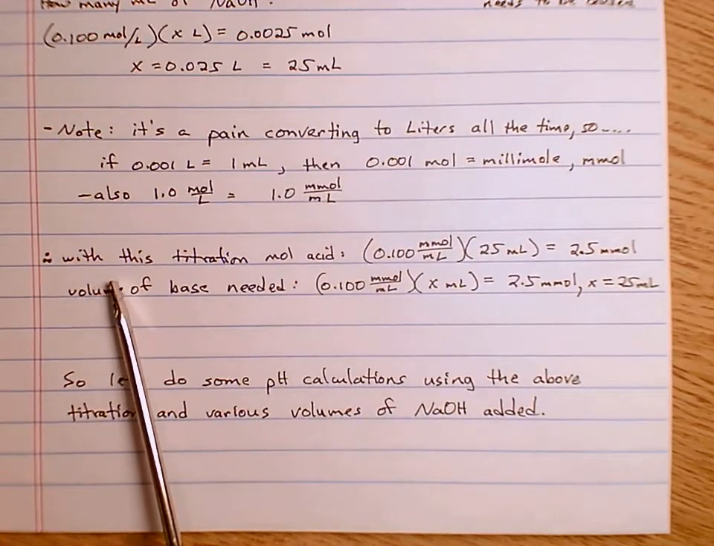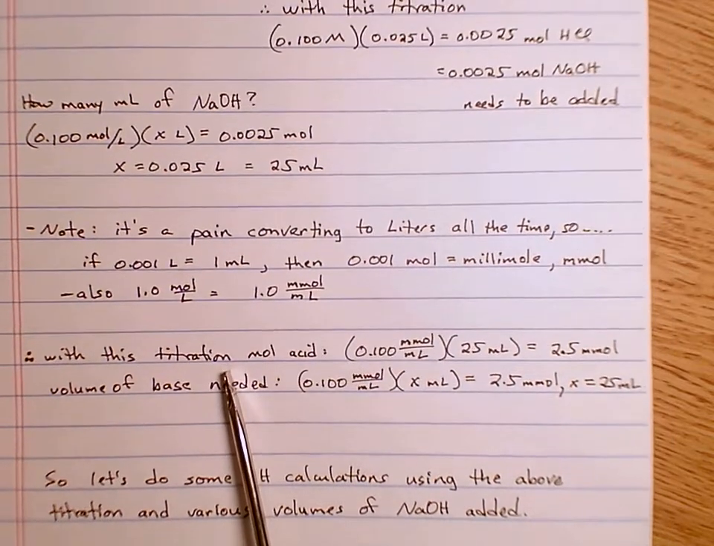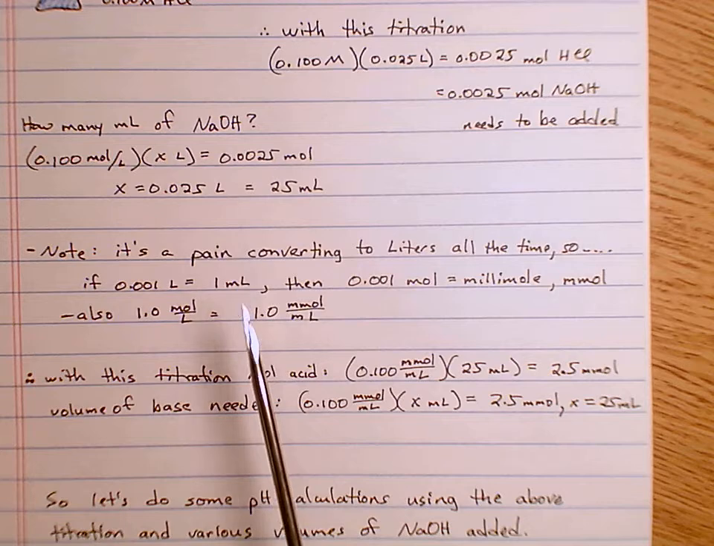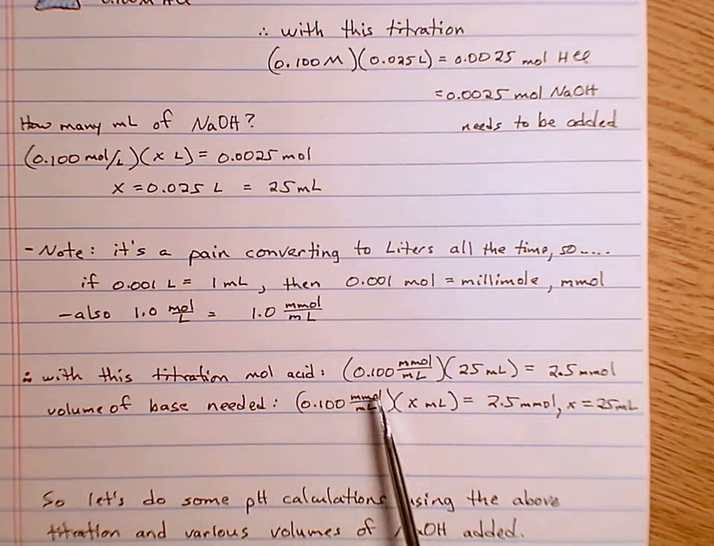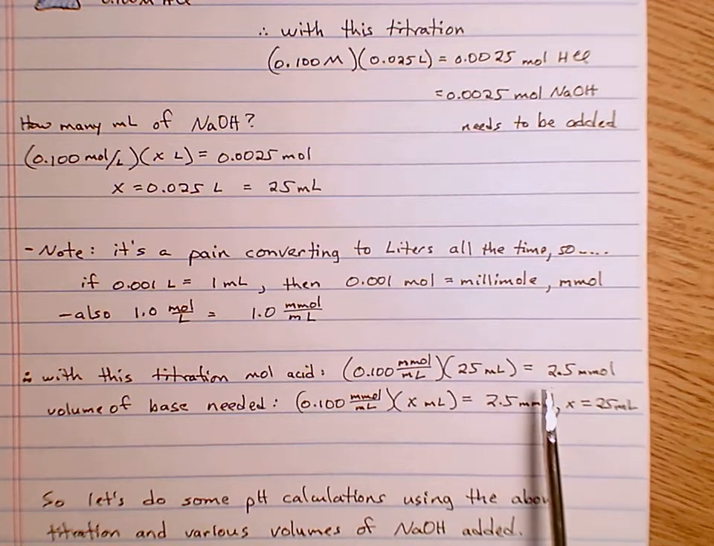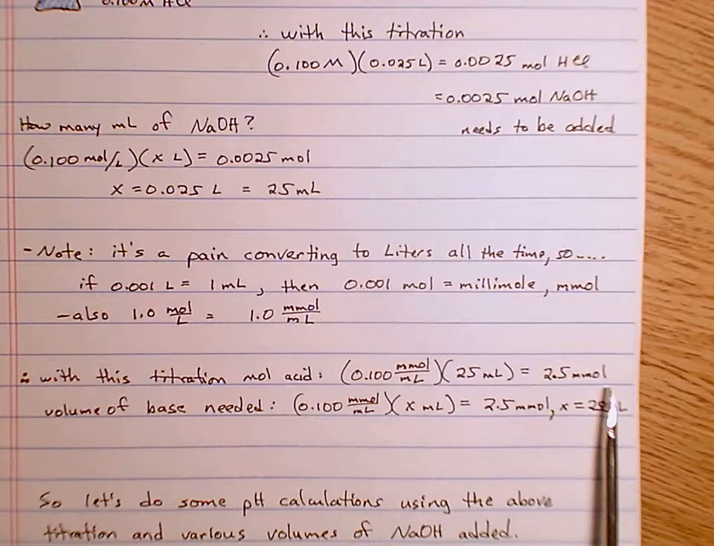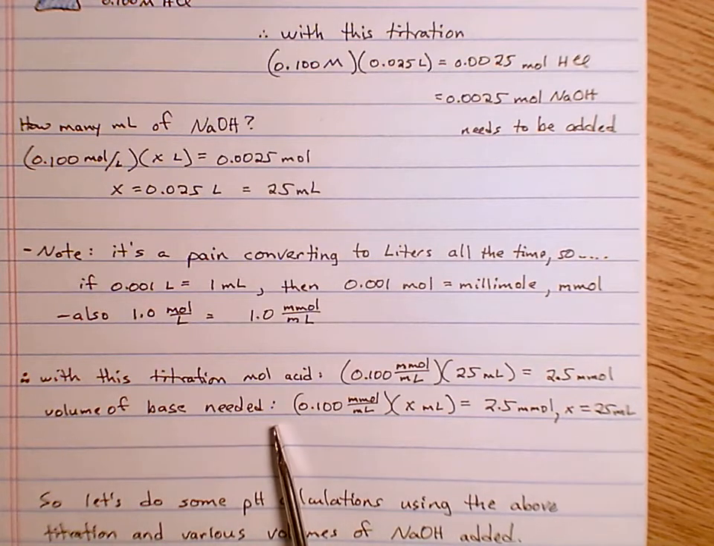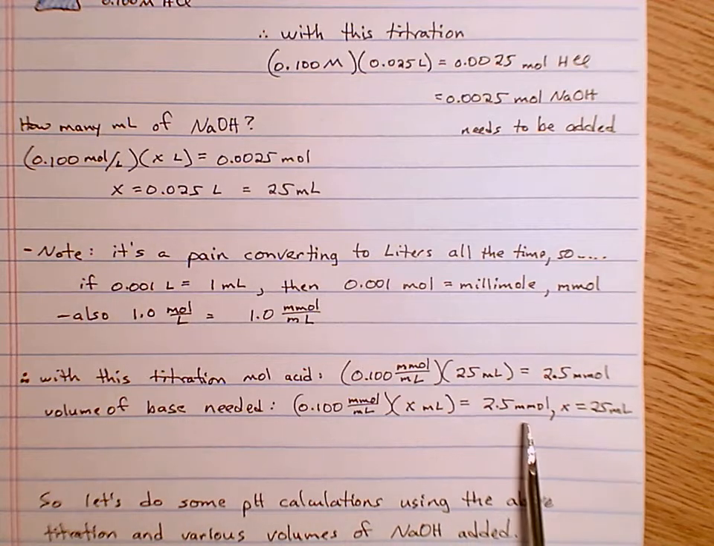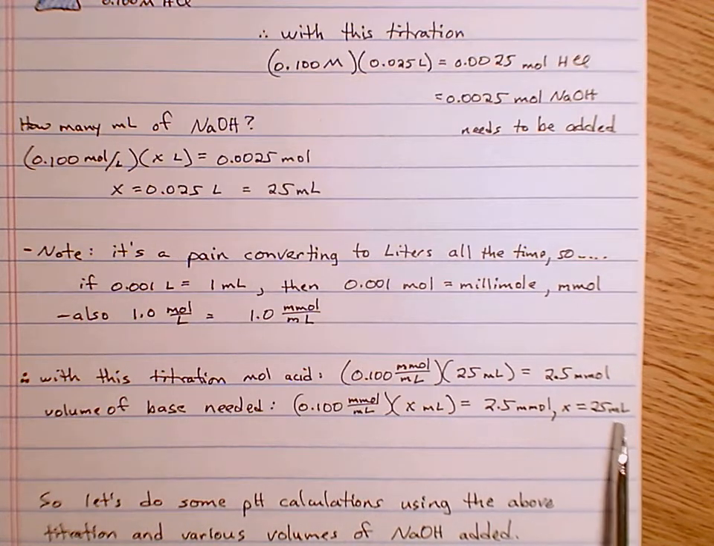Because with this titration of the acid, up here we're using moles and liters. If we convert to millimoles per milliliter, we know that 0.1 millimole per milliliter times 25 milliliters is 2.5 millimoles. And so the volume of base we're going to need to add, we do the same calculation that we did right here, and we come up with 25 milliliters.